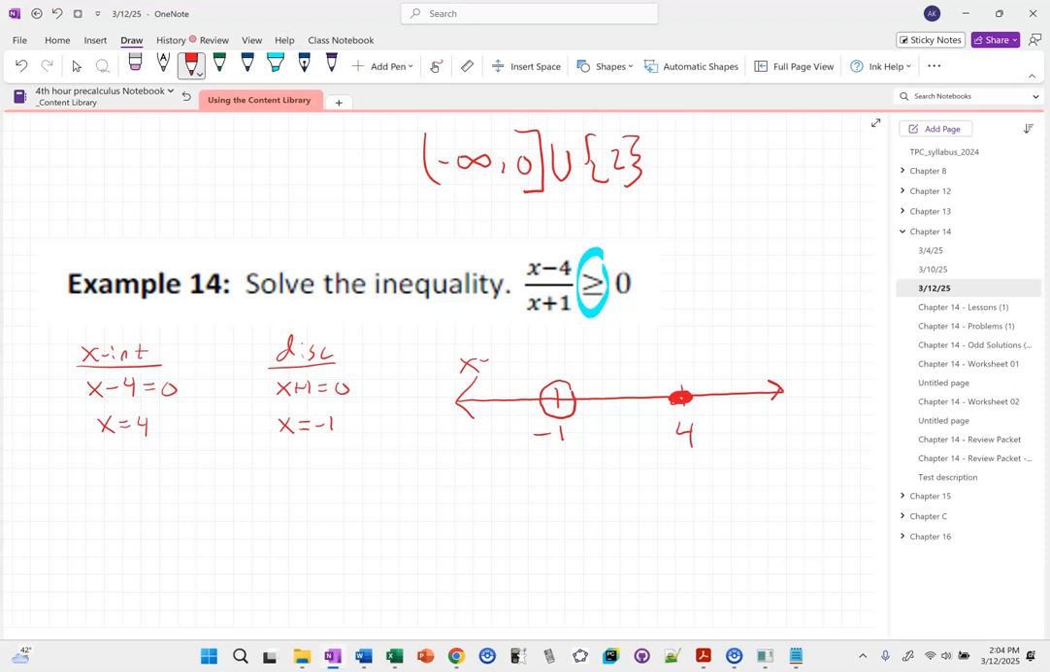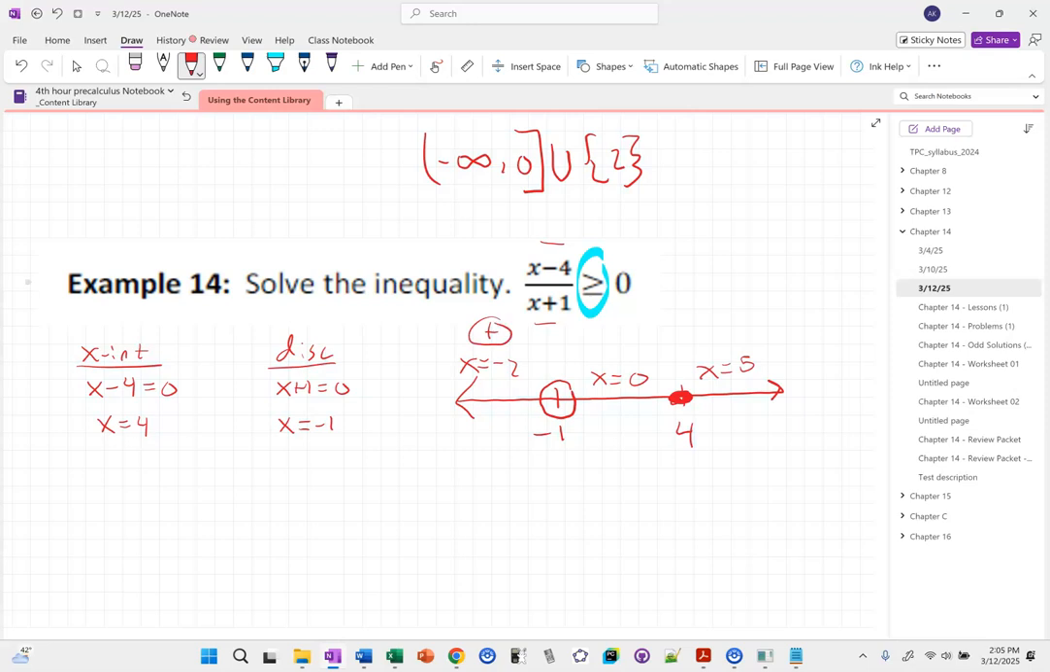Now we'll pick some test values. Let's do -2, 0, and 5. Everybody's okay there? When I plug -2 into the numerator, I have a negative minus 4. Well, that's going to give me a negative. When I plug -2 into the denominator, -2 plus 1. Well, that's going to be a negative. Negative over negative is positive.